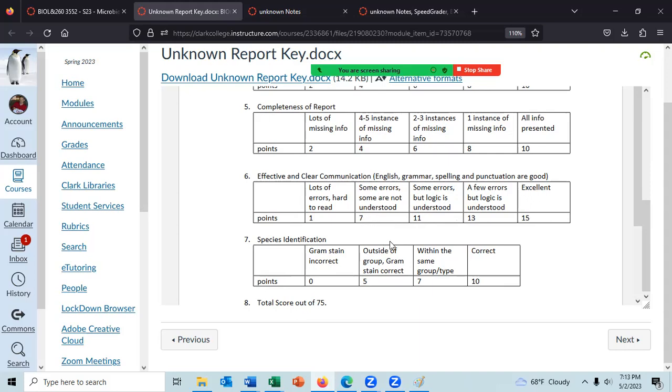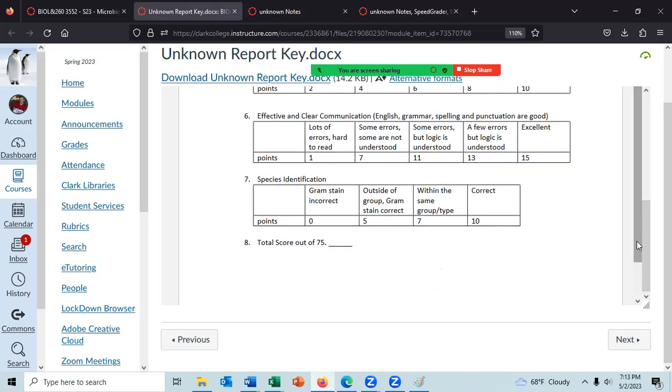If the correct species is identified at the end, you'll get 10 points. If you got a species that was similar to what the species was, you'll get 7 points. If you are outside the group of species, but the gram stain is correct, you'll get 5 points. And if you identify a species and your gram stain is incorrect, you get 0 points. So the total project is 75 points. Any question about the grading?